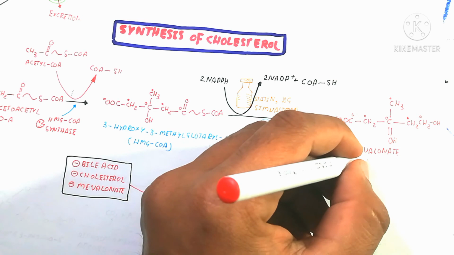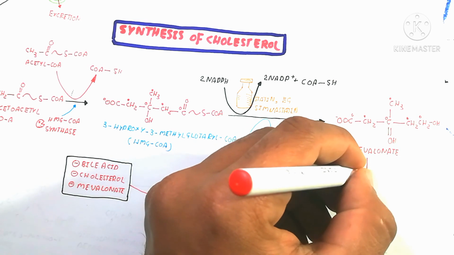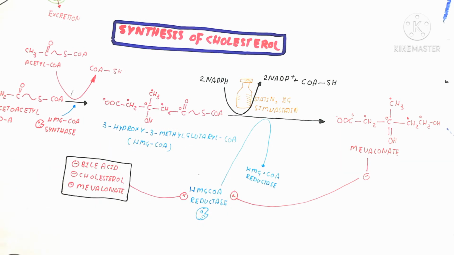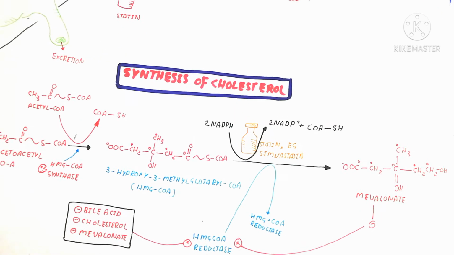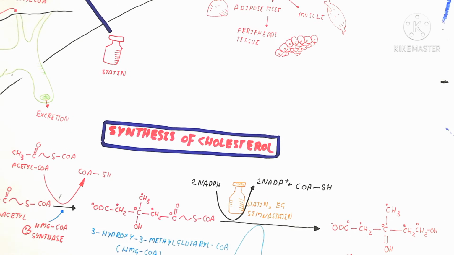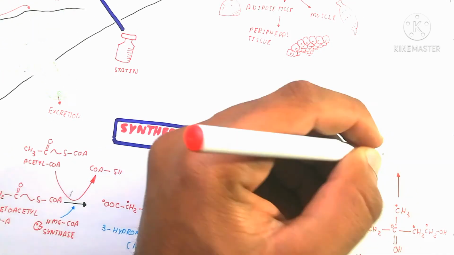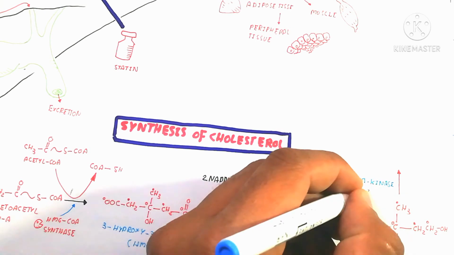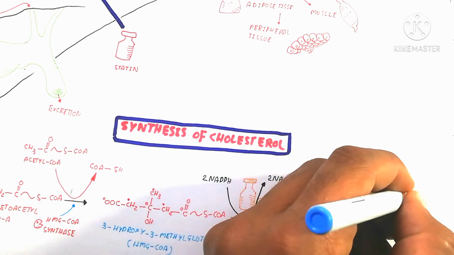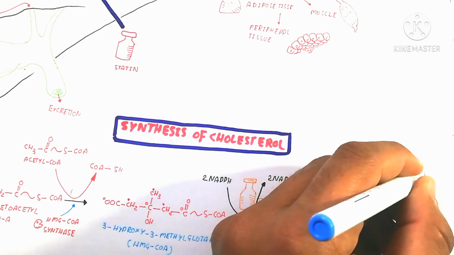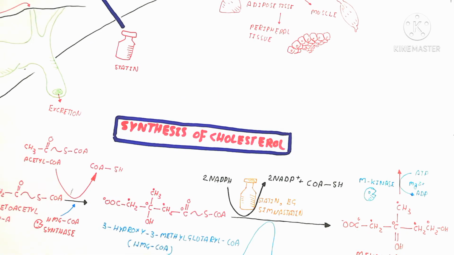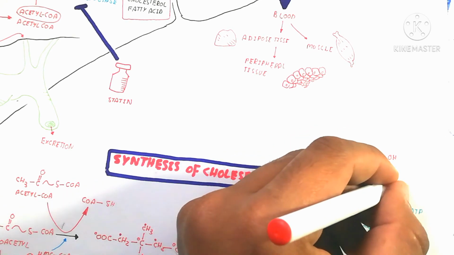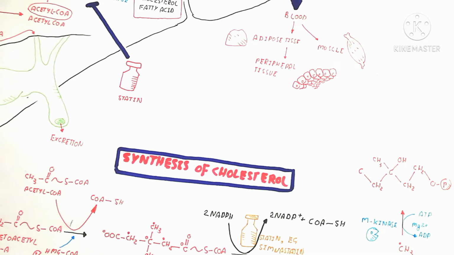So here, decrease of bile acid, cholesterol decreasing, and mevalonate decreasing stimulate the HMG-CoA reductase to produce mevalonate for making cholesterol. So if low cholesterol, low bile acid, low mevalonate, that is the stimulation point which stimulates HMG-CoA reductase to produce mevalonate.